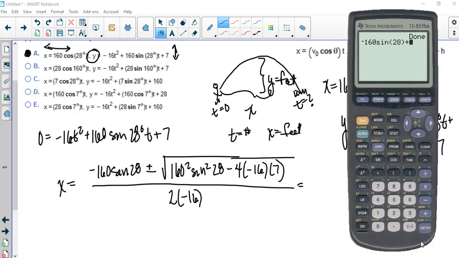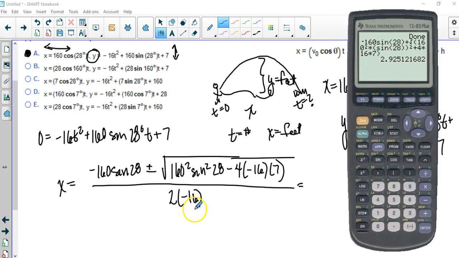I'm going to do the plus first. The square root of 160 squared times sine of 28, close that up, squared, minus 4 times 8 times c. I'm just going to go ahead and make that a plus. 4 times 16 times 7. And then I'm going to close my square root symbol. 2.92. Alright, so this is positive.